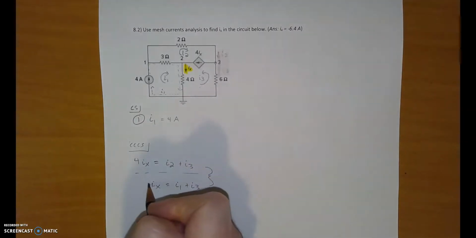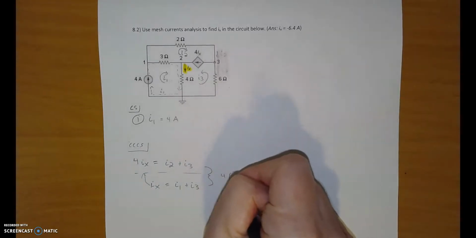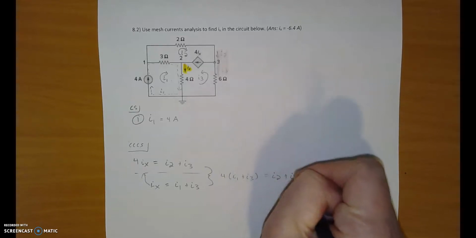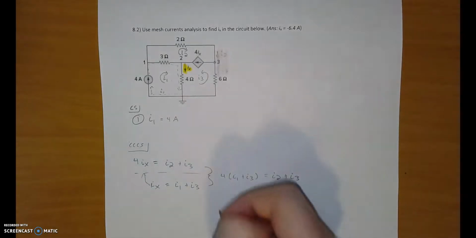I'm just going to sub IX in right there. So I will get 4 times I1 plus I3 equal to I2 plus I3. So now we have just our variables. We just do some math real quick. Okay, we're going to put this in standard form.